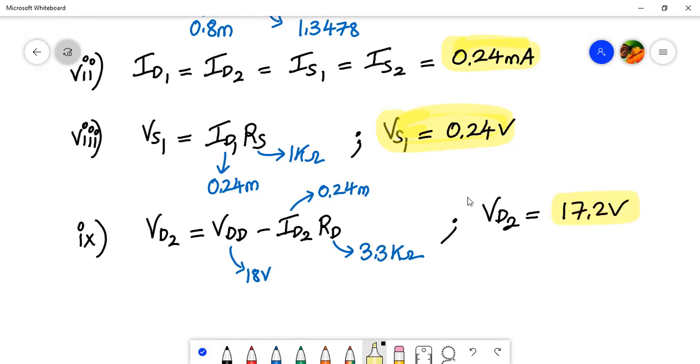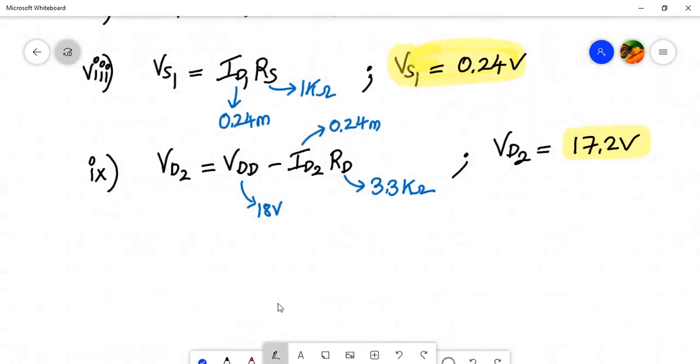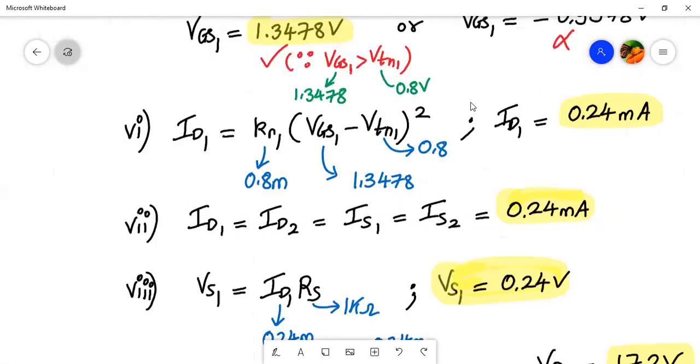Okay. So now that we found the value of VD2, let me go down slightly. Now, since both M1 and M2 are symmetric transistors, let me go back to the circuit now.